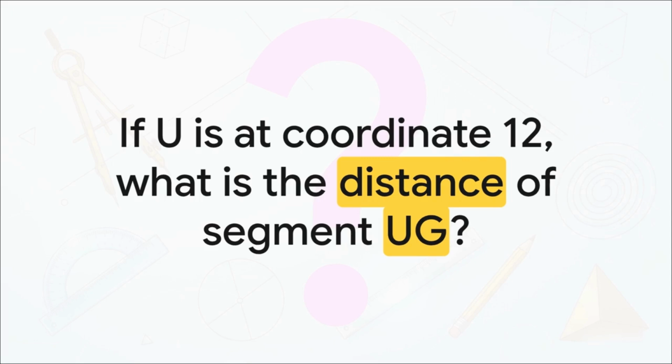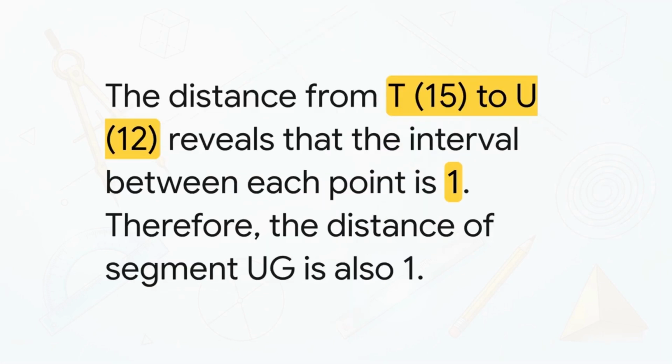Let's think our way through this together. All right, let's break this puzzle down. We know the distance from point T at 15 to point U at 12 is 3. Now we're told all the points are equally spaced. Between T and U, we have the points T, O, and U. Seeing that distance of 3 and those 3 points, the simplest solution here is that each space between them must be just 1 unit. It's the cleanest fit. So, if the interval is 1, then the distance of the segment UG is, you got it, 1.